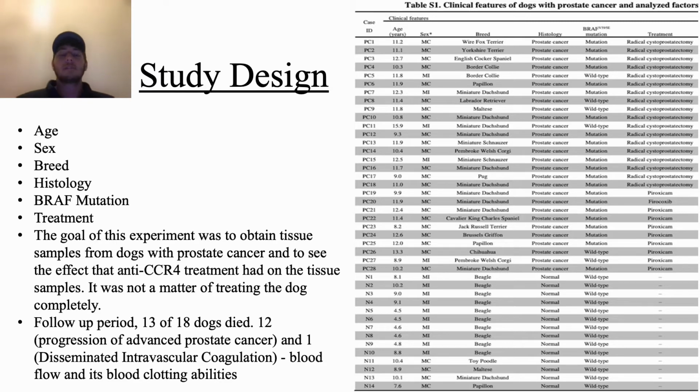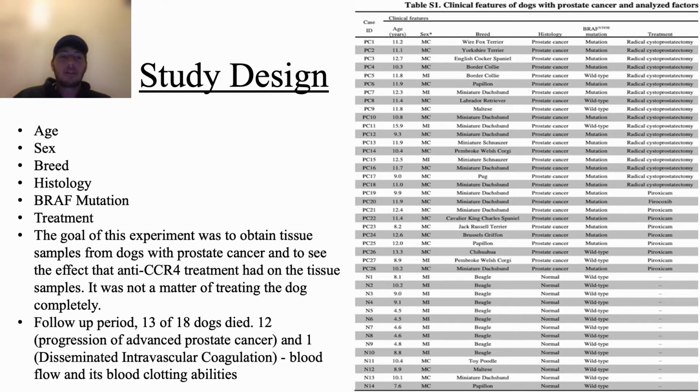the goal of this experiment was to obtain tissue samples from dogs with prostate cancer and see the effect that anti-CCR4 treatment had on those tissue samples. So it was not a matter of really treating the dog completely by giving it medicine and following up with it every 2 weeks, every 3 weeks, every 4 weeks until they eventually lived or passed away, and seeing what effect that treatment had on the dog. So the goal was not really that. It was just to obtain tissue samples and see the effect that anti-CCR4 treatment had on them.